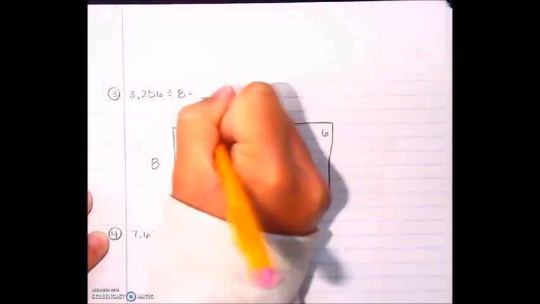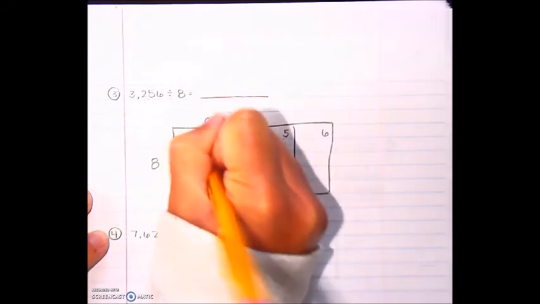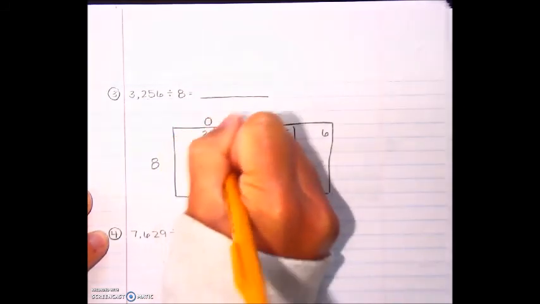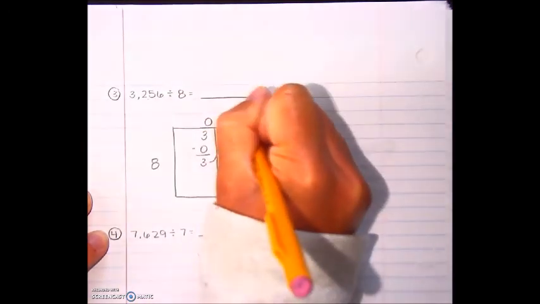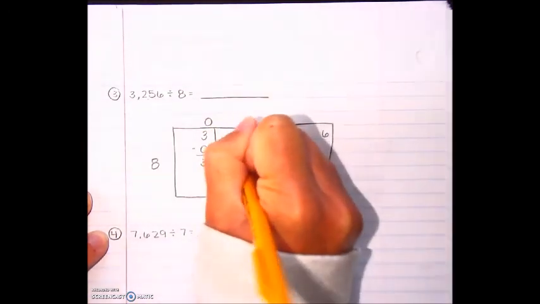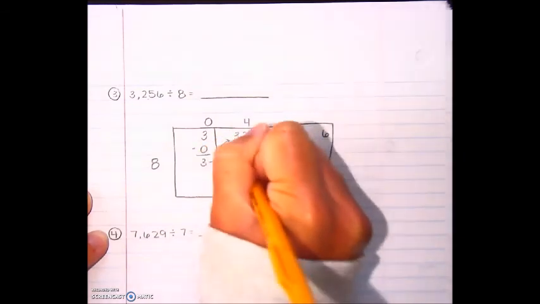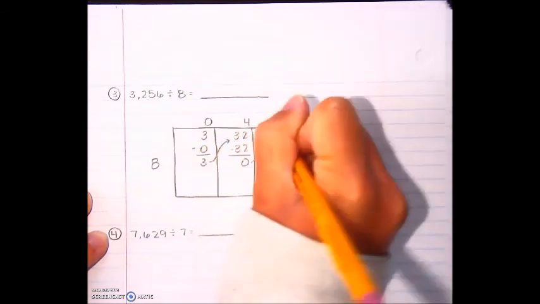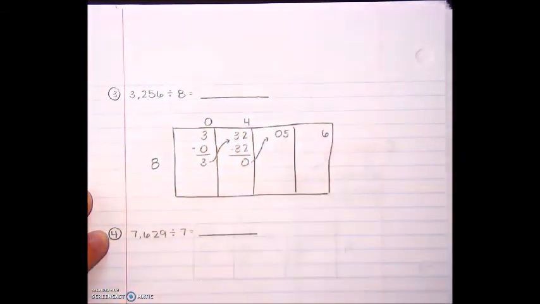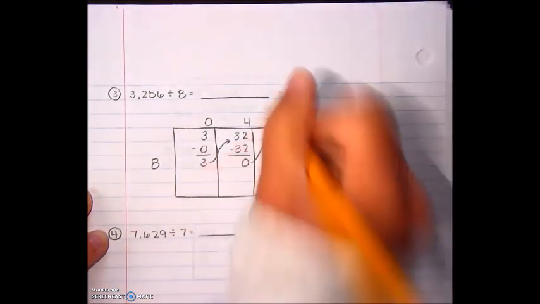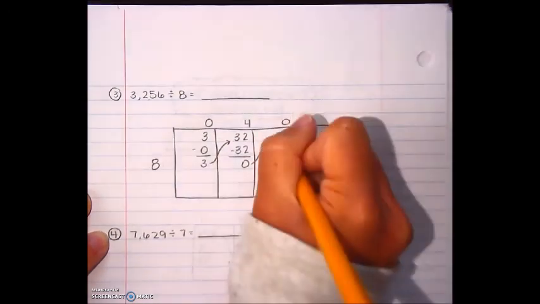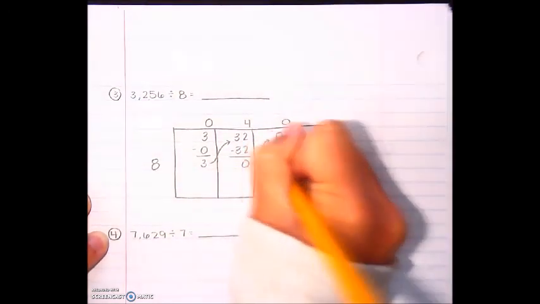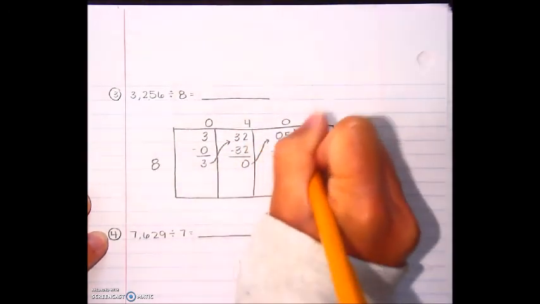How many groups of 8 fit into 3? 0. Subtract, I'm left with 3. Bring it up. How many groups of 8 fit into 32? That's 4. 4 times 8 is 32. Subtract, I'm left with 0. Bring it up. How many groups of 8 fit into 5? I can't, so I need a placeholder 0. It's a good thing I've got that box to remind me. 0 times 8 is 0. Subtract, I'm left with 5.